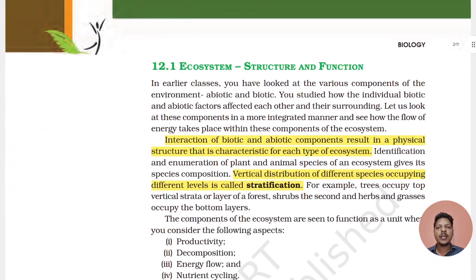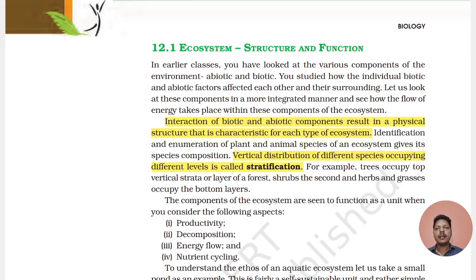Let's see ecosystem structure and function. Here it is given: interaction of biotic and abiotic components results in a physical structure that is characteristic for each type of ecosystem. Identification and enumeration of plant and animal species of an ecosystem gives its species composition. Vertical distribution of different species occupying different levels is called stratification.